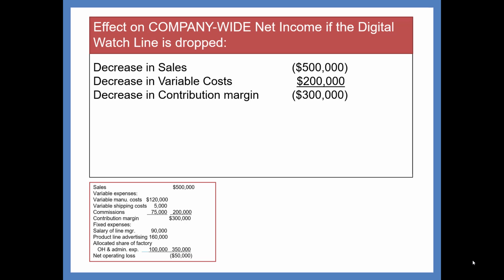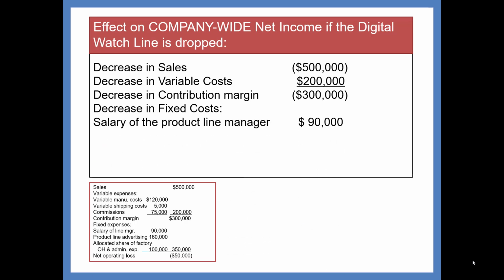Next, we'll analyze the fixed costs. And remember that the direct fixed costs will be eliminated, but the common fixed costs may or may not. The salary of the product line manager is direct to the digital line. We will not need a manager of that line if we eliminate it, and that will have a positive effect on income. We also see product line advertising. Because this advertising was specific to the digital line, we can eliminate it.